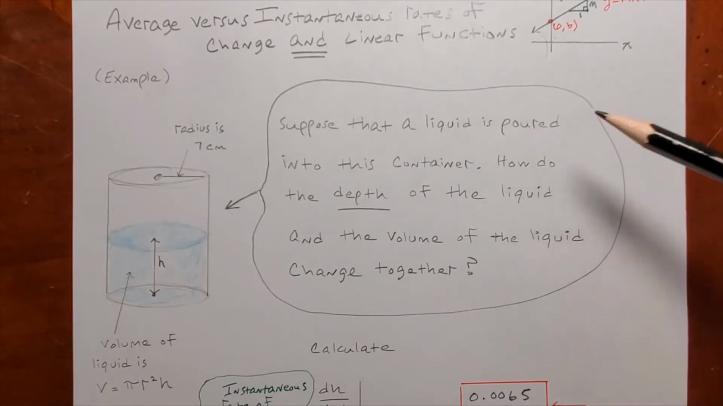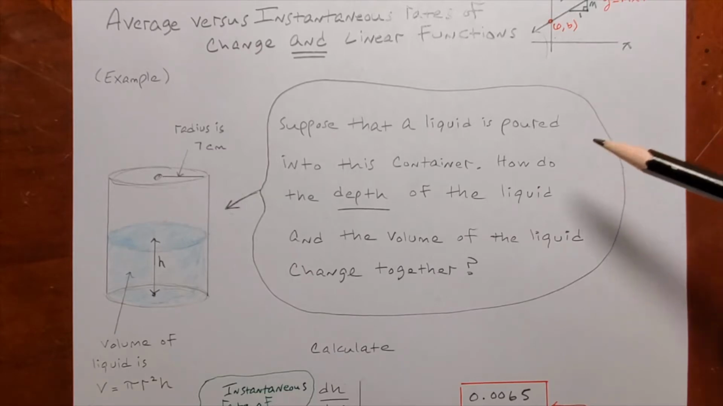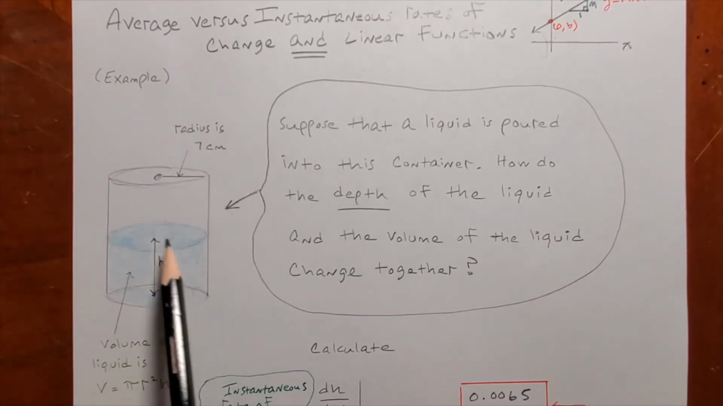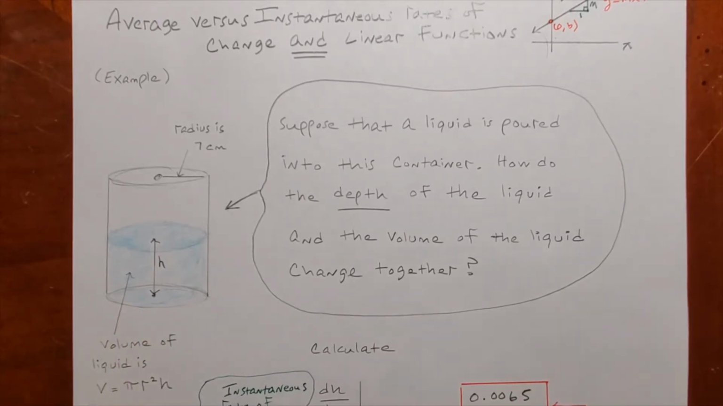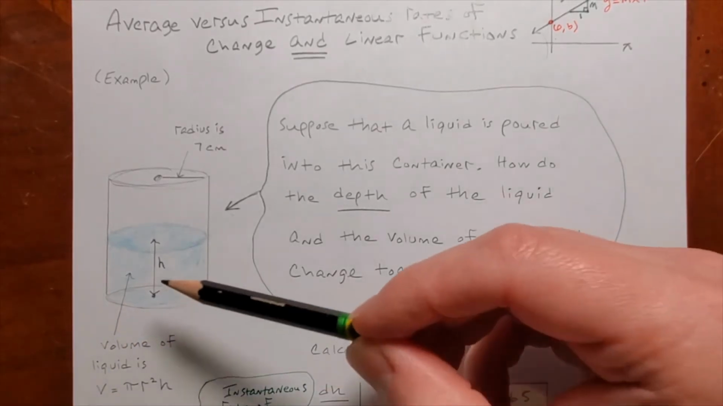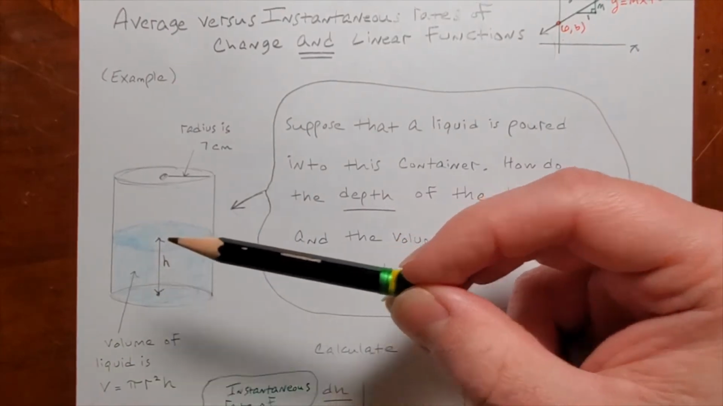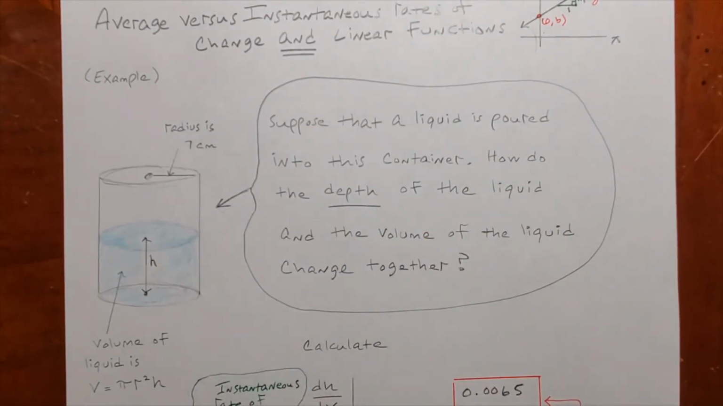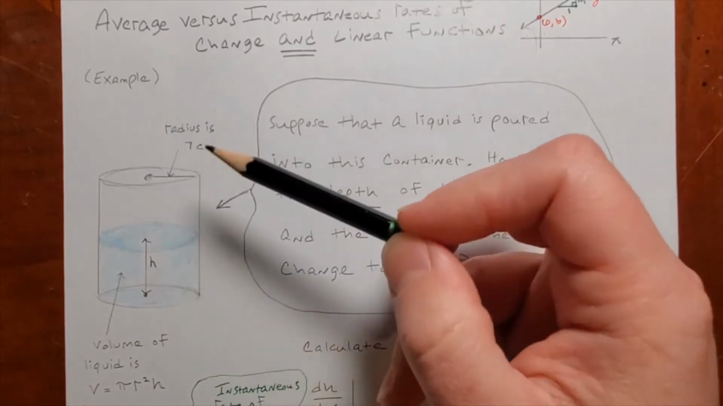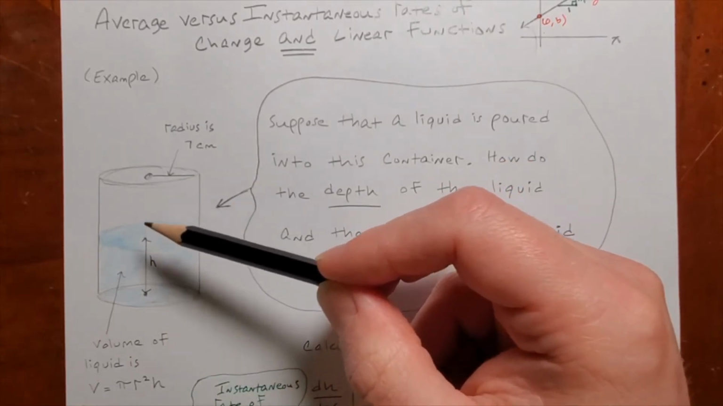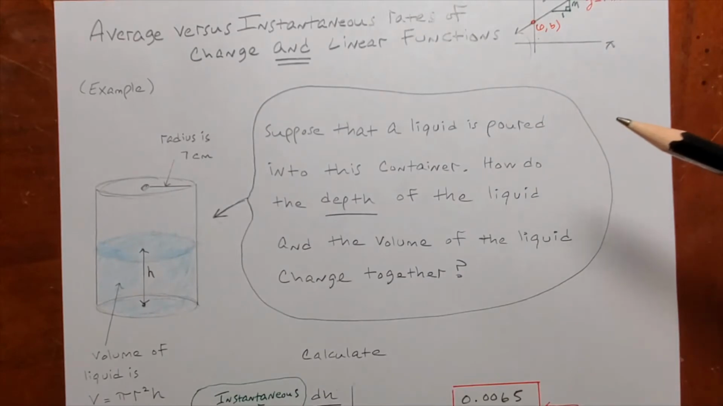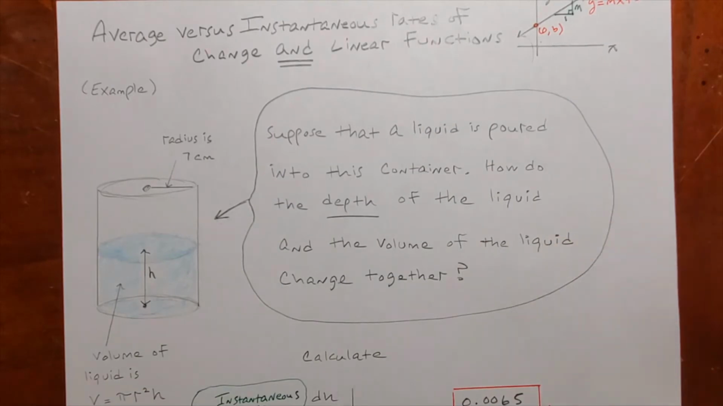So my scenario is this. Suppose there's a liquid that is poured into a container. So there's your container. How do the depth of the liquid and the volume of the liquid change together? I would think something like this is going to happen: for every extra centimeter of depth, you'll get an extra so many units of volume. So for every centimeter deeper the liquid gets, there's going to be so many cubic centimeters of extra volume. So change in the depth is going to cause change in the volume and vice versa.